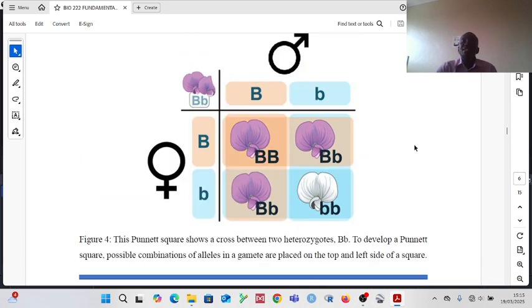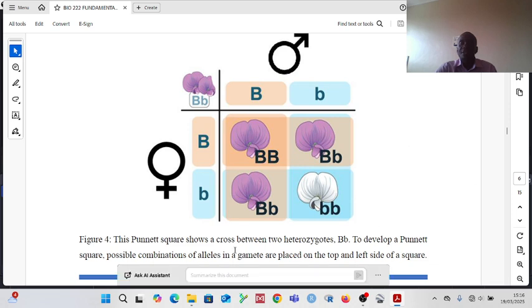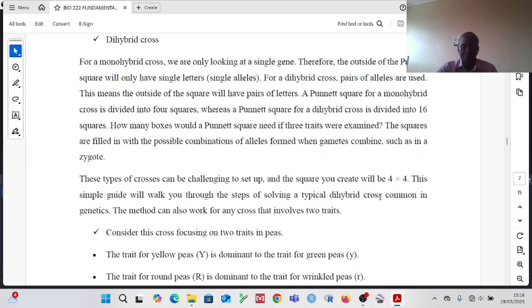But when you are dealing with a dihybrid cross, then you are dealing with 2 phenotypes, and those 2 phenotypes are most likely controlled by 2 different genes. So with the dihybrid cross, we'll add more squares. We will add 2 more here and 2 more down. So we end up with 16 squares for the dihybrid cross. The Punnett square of a dihybrid cross will be divided into 16 squares. Okay?